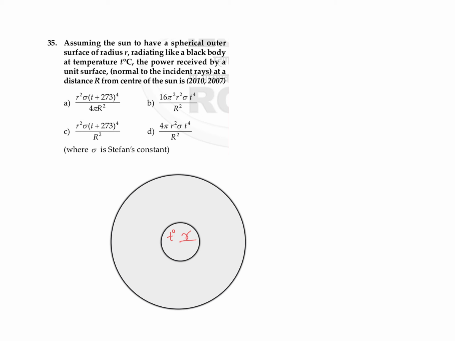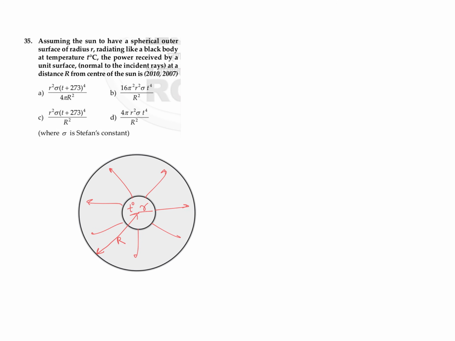The power radiated by a unit surface normal to the incident ray at a distance R from the center of the sun is. So we have to find out, on a surface which is at a distance R from the center of the sun, the value of energy radiated per unit area over there. So we can first find out the value of energy which is emitted by the sun.